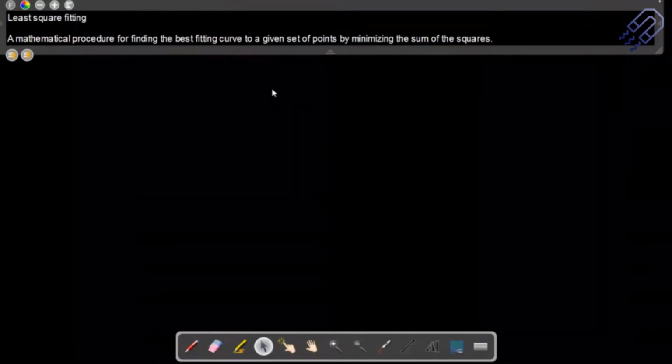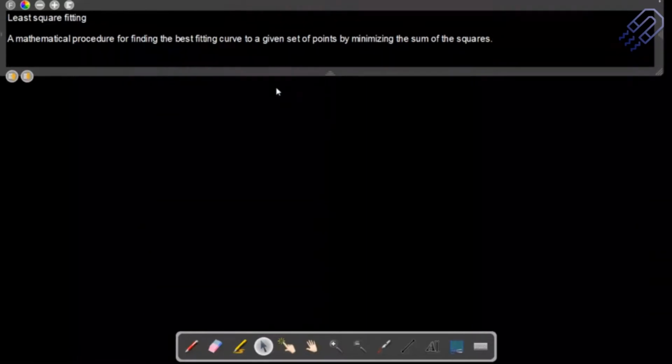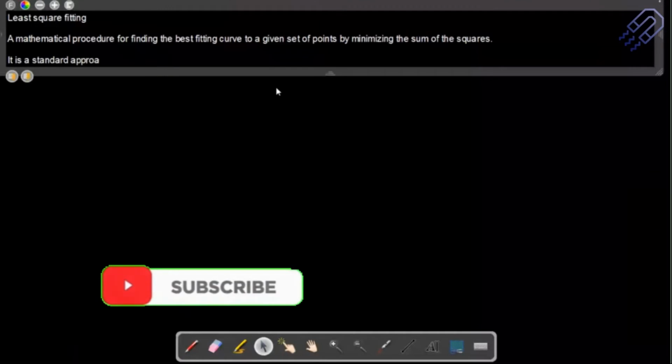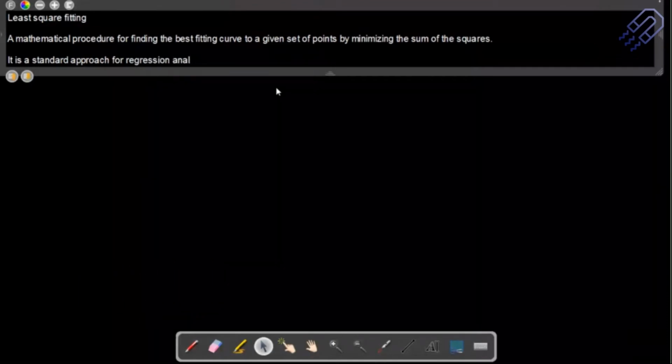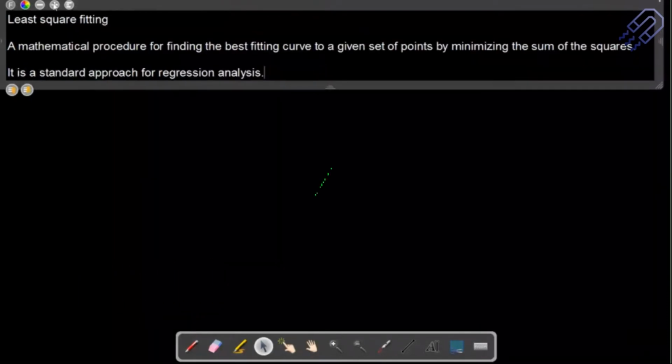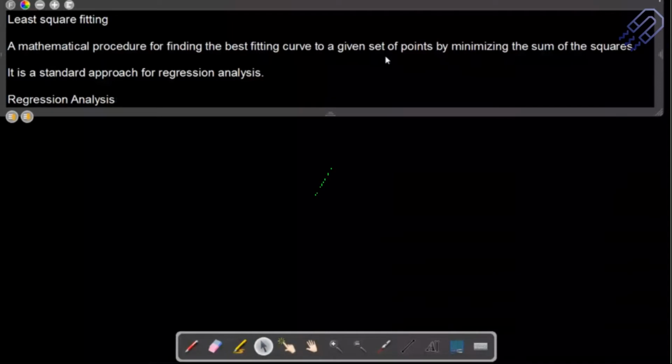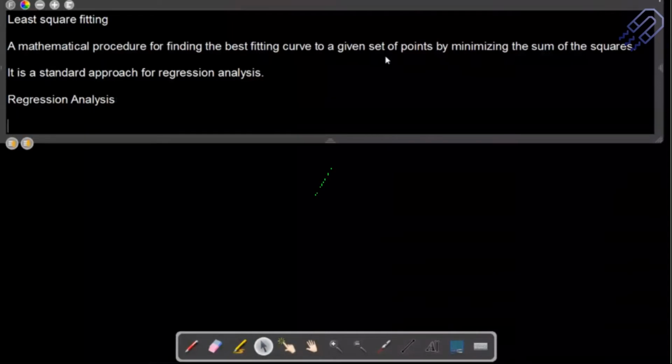When we do a numerical problem, it will be more clear what I mean by minimizing the sum of the squares. Let's write down the points which are important. It is a very standard approach to analyze data for regression analysis. There is something called regression analysis, and I'm going to tell you what it is. These are all statistical terms that should be known to you.